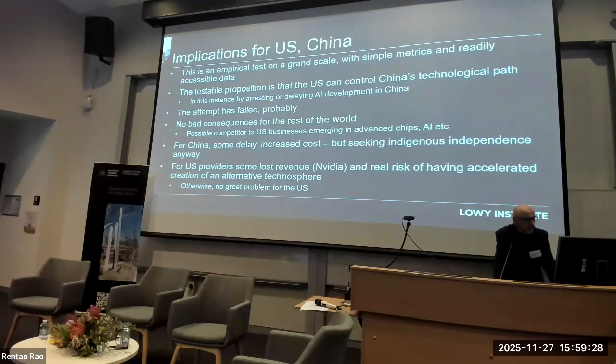In the world of affairs, this was an empirical test on an absolutely stupendously grand scale. The testable proposition in 2022 is that the US could control China's technological path, in this instance by arresting or delaying AI development in China. Well, we can't be conclusive about it at this point, but the attempt has failed, probably.